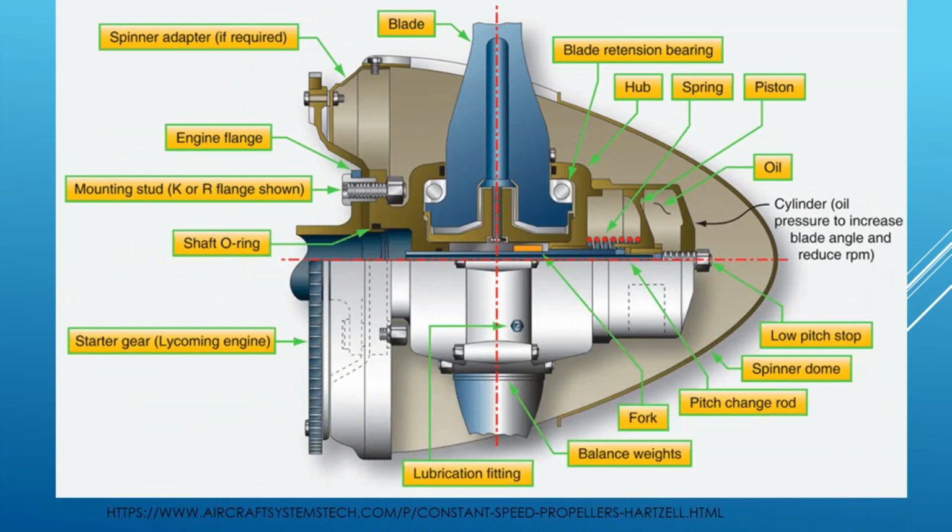So with this first blade here, if our propeller is spinning too fast, our prop governor is going to send oil to the front of this dome. And that's going to increase the blade angle, and it's going to slow it down. So in this instance, with this design, oil pressure drives it to a higher blade angle.